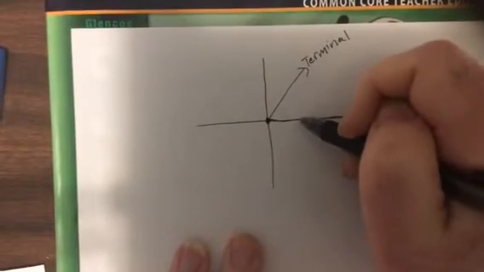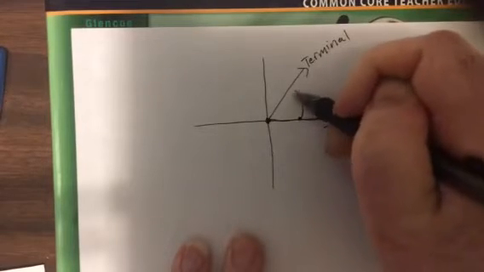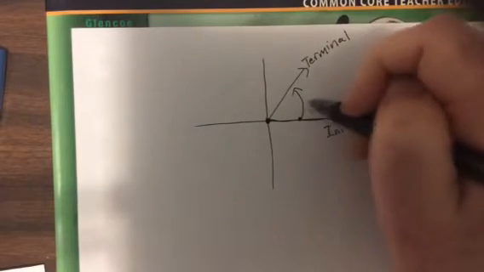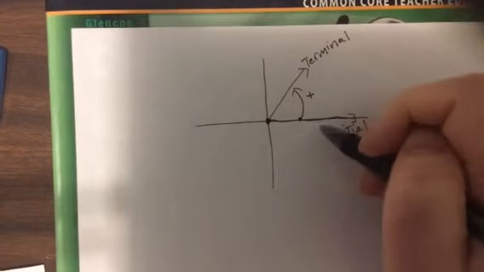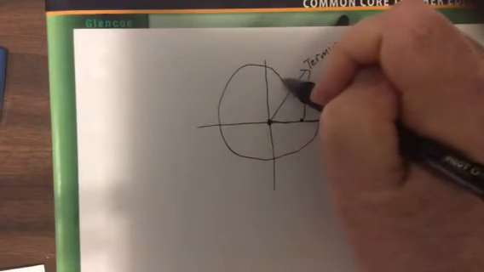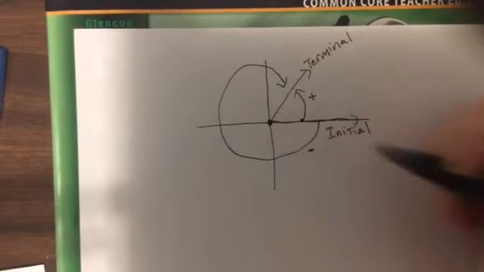You could go from the initial side counterclockwise, that's positive measure. But most of you don't even know what a clock is anymore. And if we start at the initial side and go clockwise, ooh, that looks like a Pac-Man, that's the negative measure.